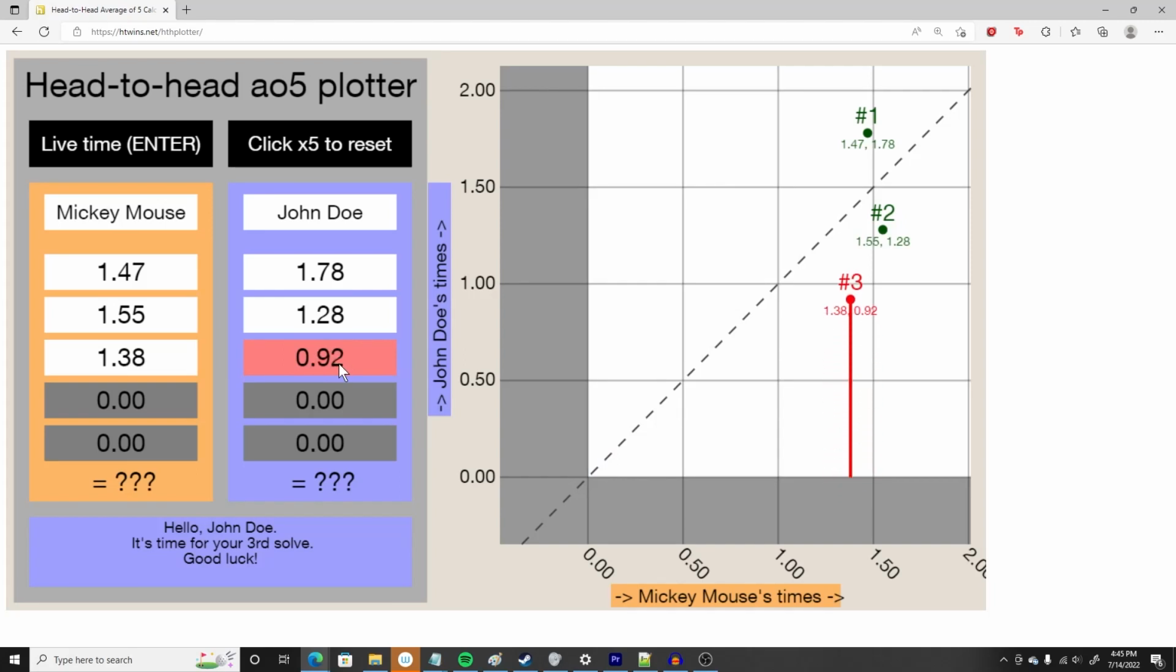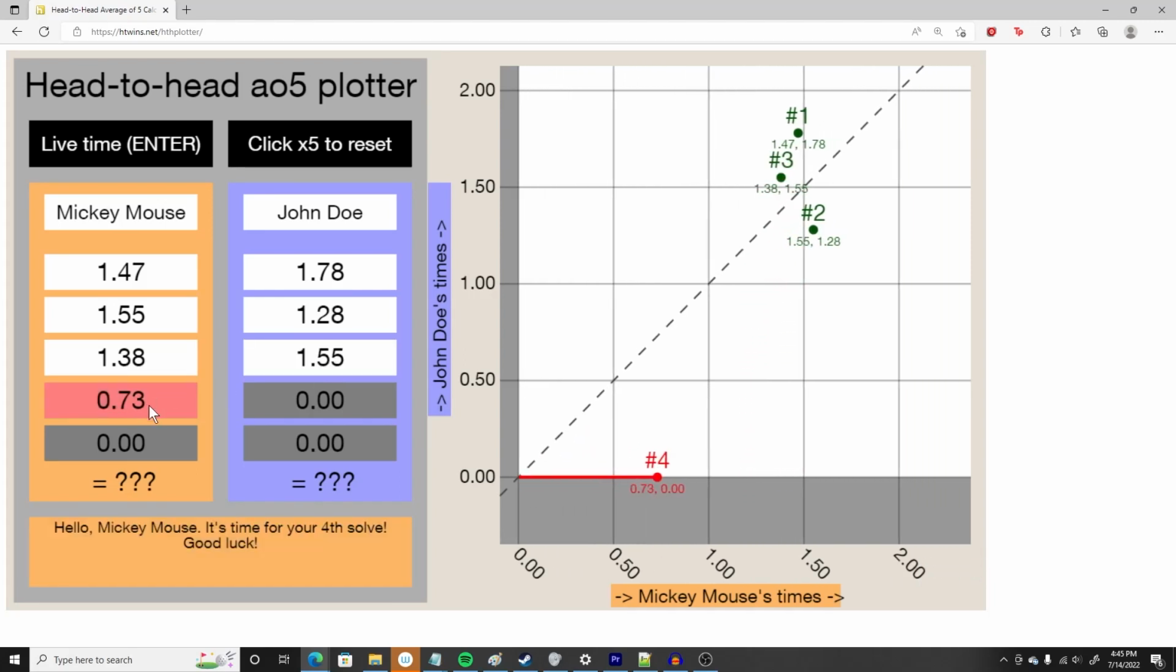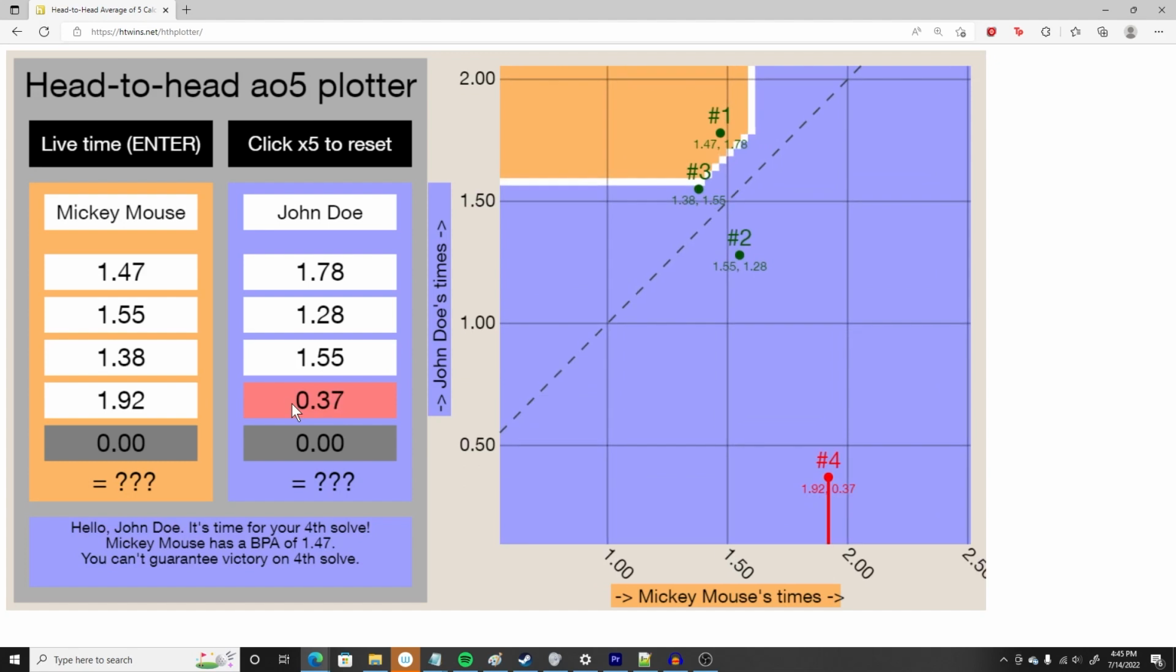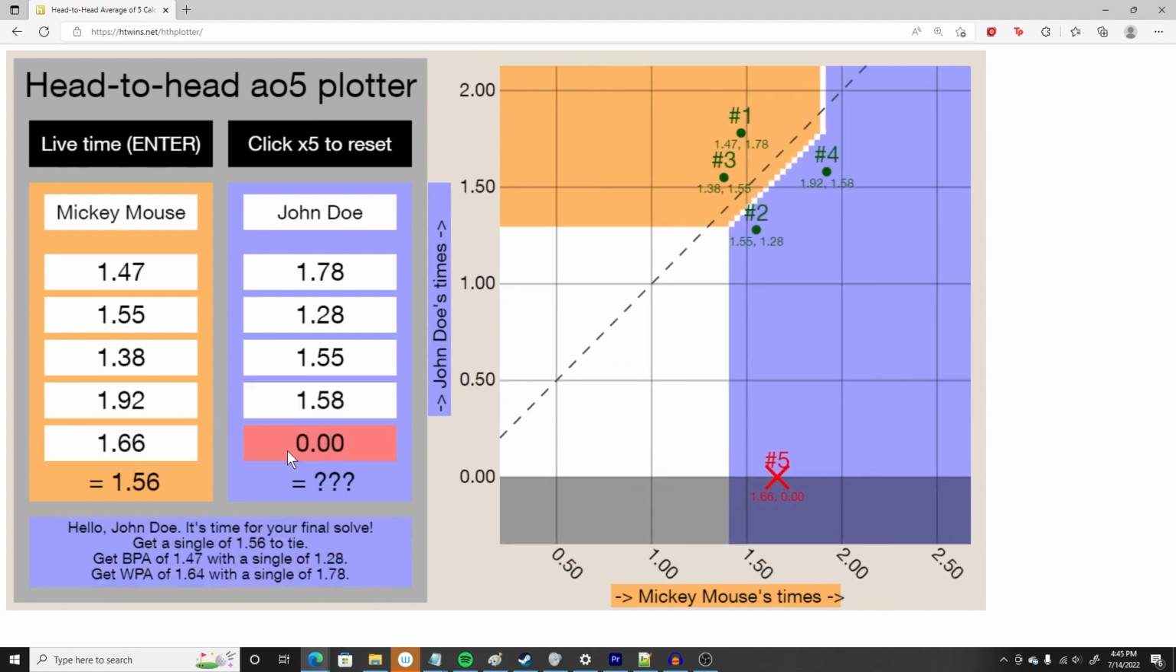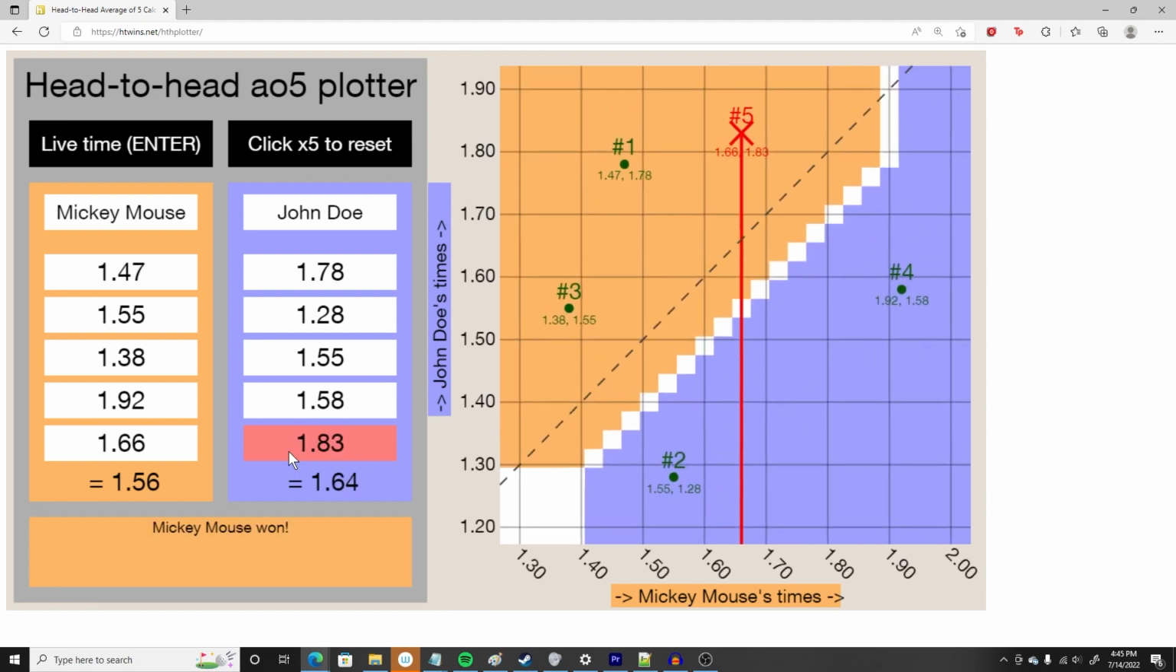Hi everyone, let's talk about this fun speed cubing visualization I made. What do the points mean? What are the axes? And most importantly, what do the orange and blue regions signify? We'll get to all of that soon.